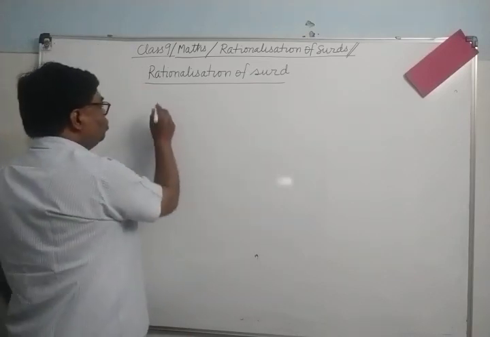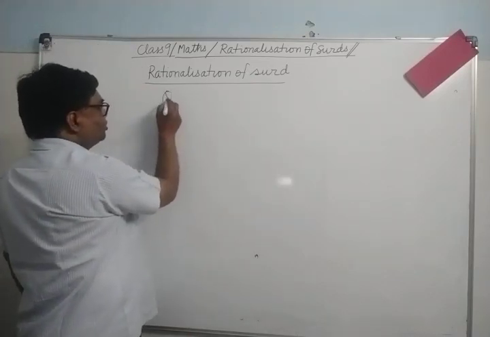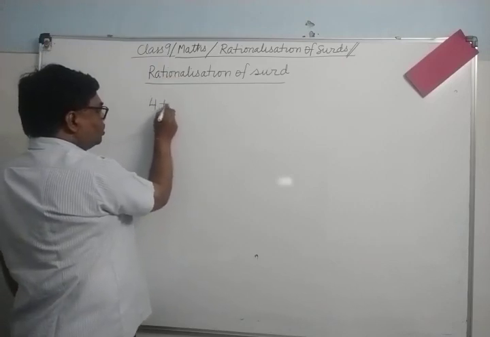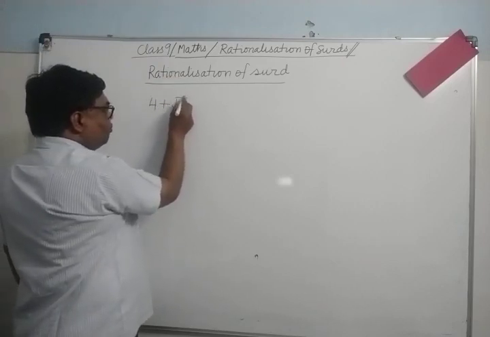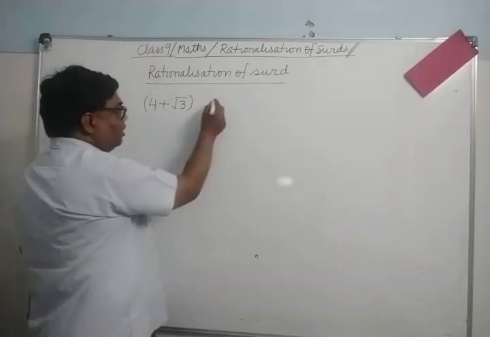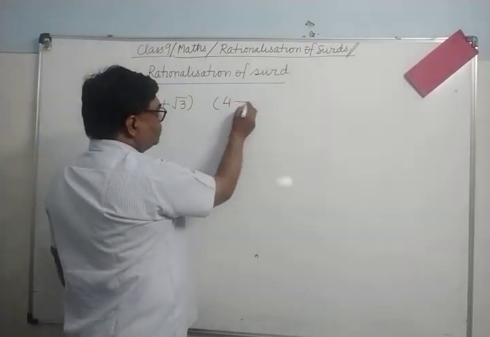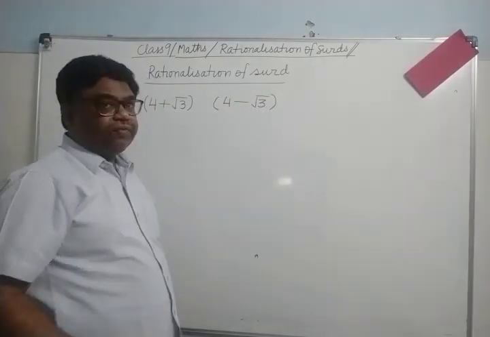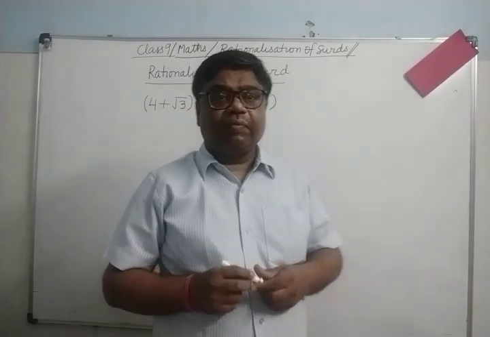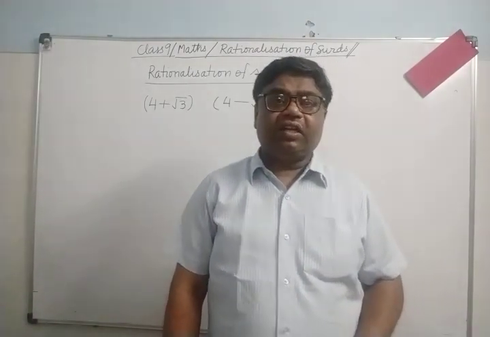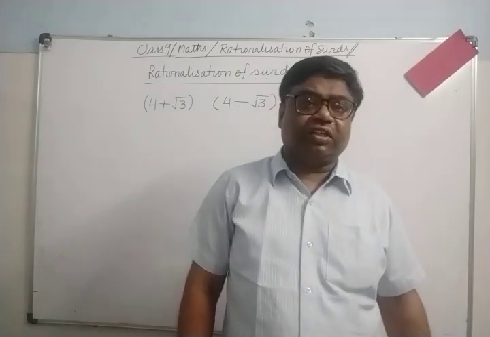Suppose there are two surds. One surd is 4 plus root 3. We have to make it rational, so we will multiply it with another surd, 4 minus root 3. If the product of these two is a rational number, then it is called the rationalization of the surd.